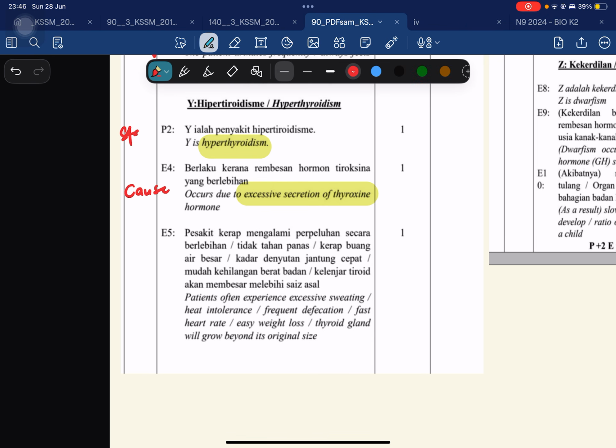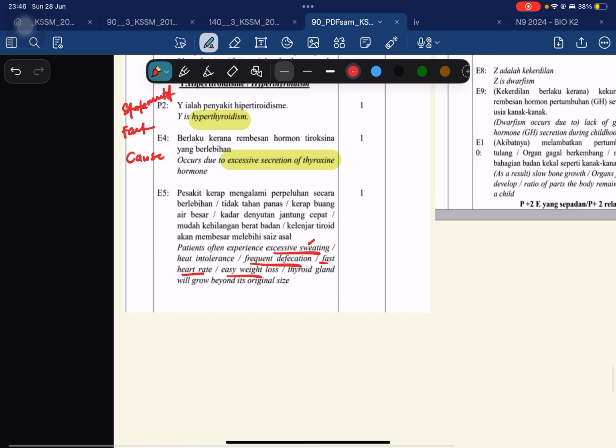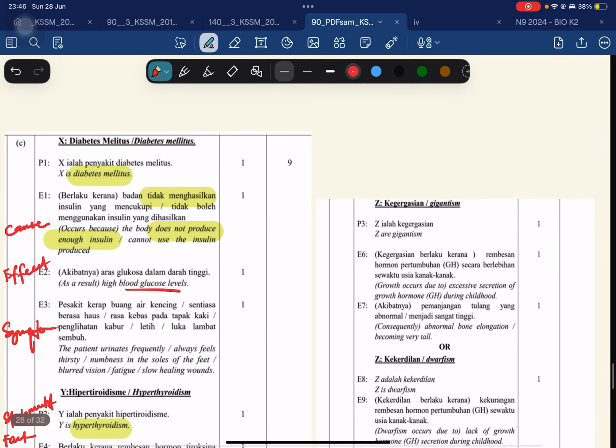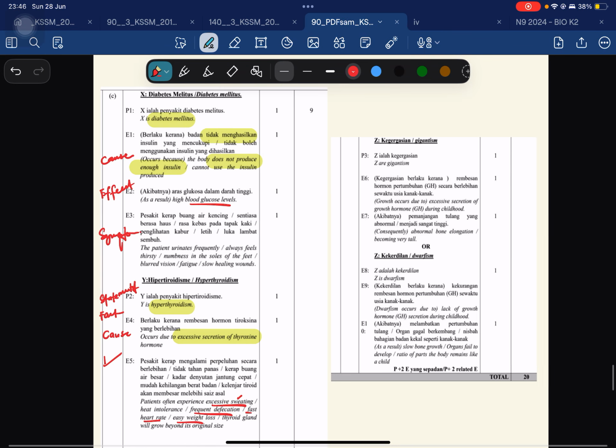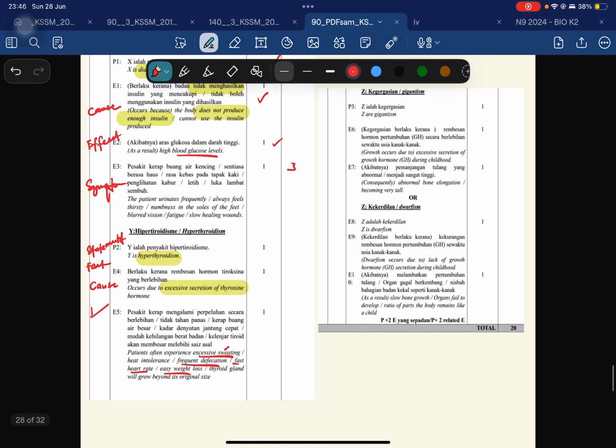This is just a statement which we know it is a fact. Okay, so it will cause a patient to experience excessive sweating, frequent defecation, or even increased heart rate, and easy weight loss. So these will be the symptoms of it, or you can also mention it as a result of it. Okay, for sure, just look at this one. If I only mention the fact, the cause, the effect, actually I can already get 3 marks for it.